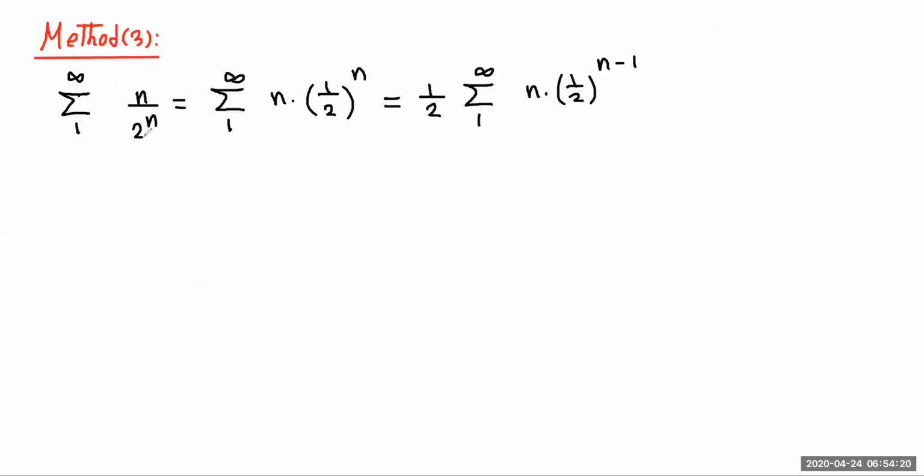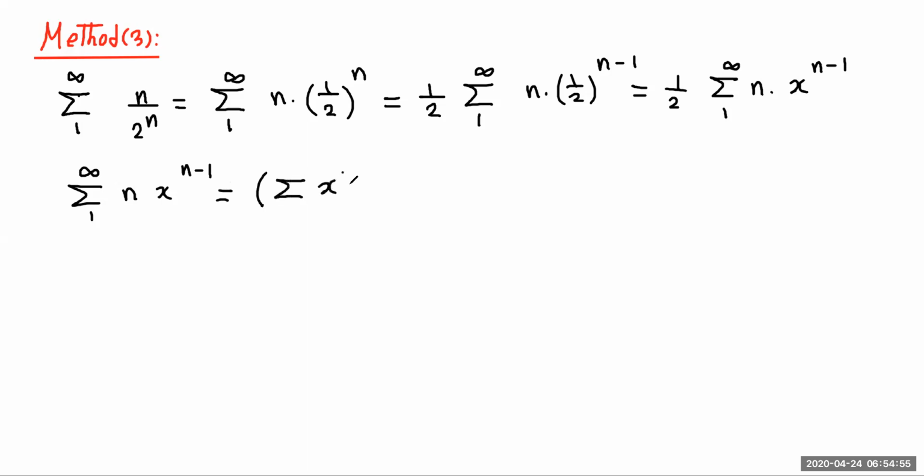here I will write n over 2 power n, it's n times a half power n. So if I write a half outside, it's sigma n a half power n minus 1. So let's write this a half sigma n x power n minus 1, where x could be a half, from 1 to infinity. How to calculate this sigma? So sigma n x power n minus 1 from 1 to infinity. This is the derivative of sigma x power n from 0 now to infinity.